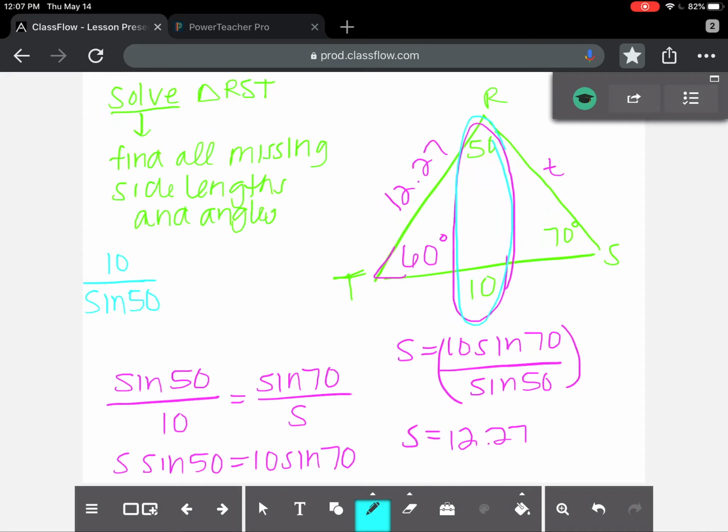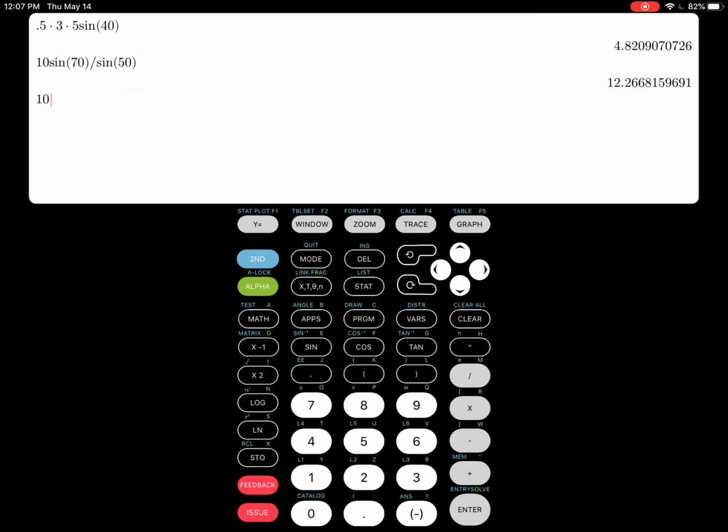I can use law of sine again to find little t. Again, I'm going to use my given full ratio, and I'll put 10 on top this time: 10 over sine of 50. It really doesn't matter, you don't have to put 10 on top. You could put sine of 50 on top, as long as you do it for the other one as well. So this will be t over sine of 60.